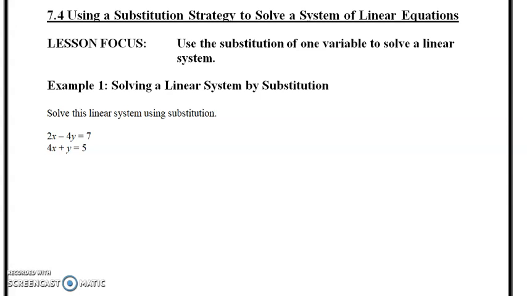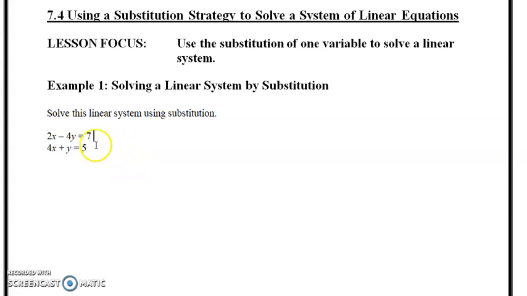Chapter 7, Section 4. We're going to be using the substitution strategy to solve a system of linear equations. When you're asked to solve a system of linear equations algebraically, you use one of two methods. Today we're going to look at substitution in 7.4, and then we'll look at 7.5 in our next section, where we use a strategy called elimination. So substitution is exactly how it sounds. We substitute one of the variables into the equation to satisfy the system, solve for one of the variables, and then substitute it back in to solve for the next.